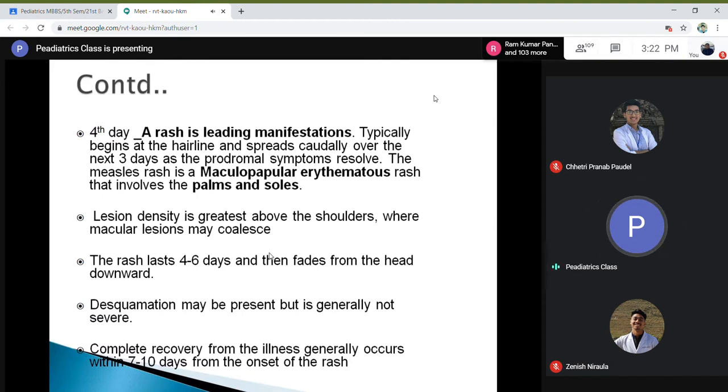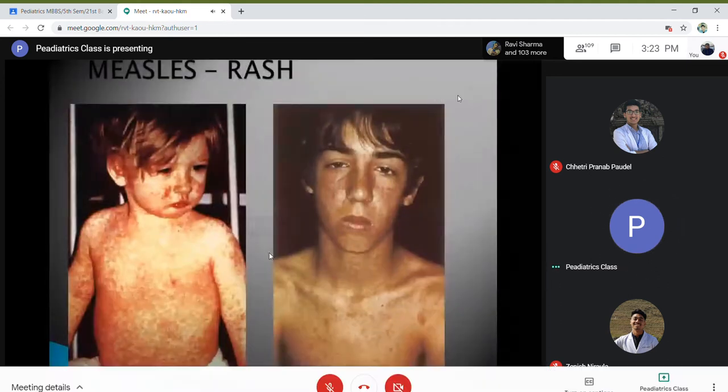Usually it spreads cephalocaudally. It starts from the hairline at the front, spreads slowly to the posterior auricular area, and then goes caudal. Caudal means down, so it spreads down to the neck, shoulders, and then further down. Over the next 3 days, it reaches down to your soles and palms, the whole body.